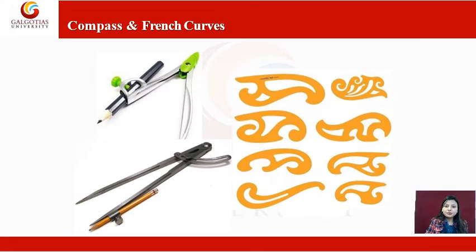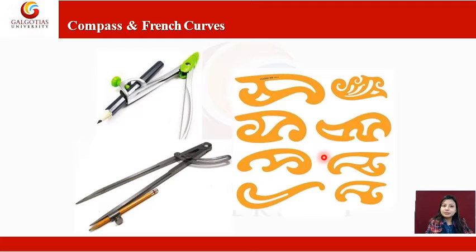Now the French curve and compass. As you see, this is the compass, this is the French curve. A French curve is a template usually made from metal, wood or plastic, composed of many different curves. As you see, these are the curves, and this is made of plastic. These all are the curves. It is used in manual drafting in design to draw smooth curves. When you draw a design and want to make any curve, then you use these curves.